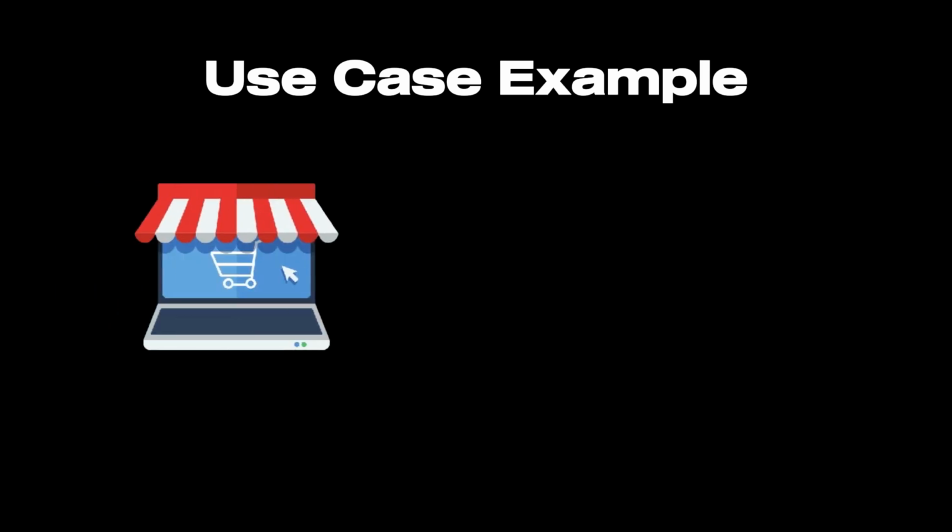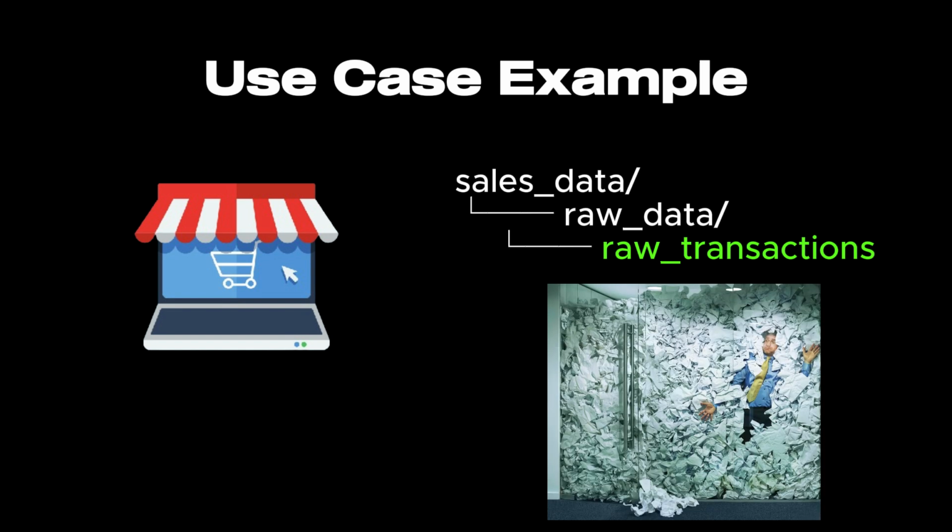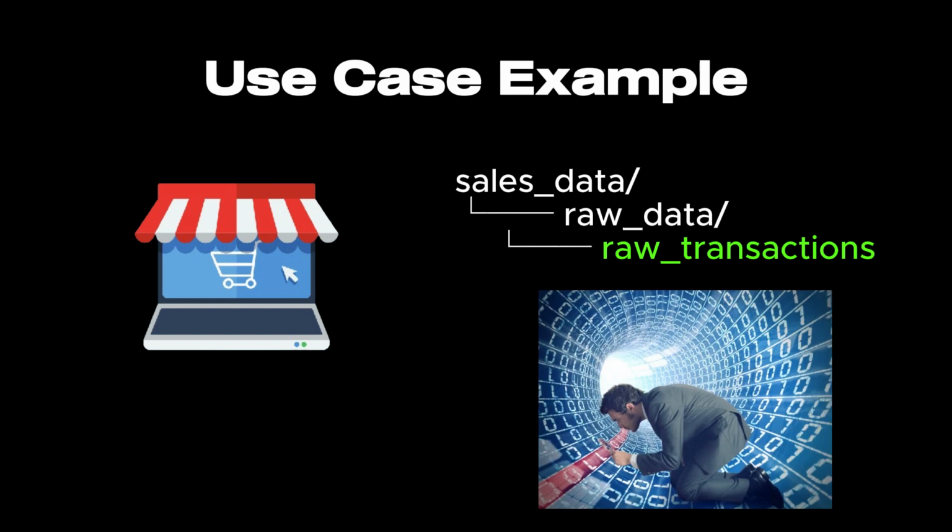To get a better understanding of what DBT is used for, imagine you are running an online store. You have a table in your data warehouse called raw transactions that stores all your sales data. This table is messy with duplicate records, inconsistent formats, and disorganized information about customers, products, and sales all in one table. Querying and analyzing this data is challenging.